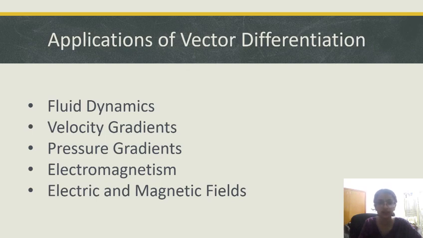Another field where vector differentiation plays a crucial role is electromagnetism. By calculating the electric and magnetic fields in space, we can determine how charged particles will behave and design devices like motors and generators that rely on these principles. Vector differentiation also helps us to understand the behavior of electromagnetic waves, which are used in everything from radio communication to medical imaging.